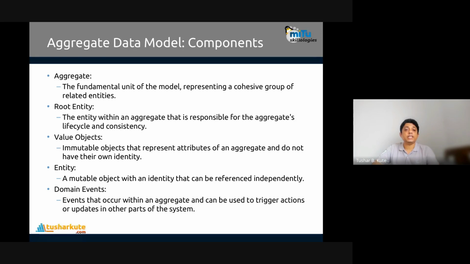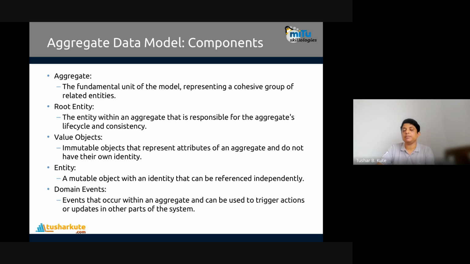The entity within an aggregate that is responsible for the aggregate's life cycle and consistency, where the data model actually started, is the root. Third, value objects. Now under this root, multiple objects are present. They are immutable objects. Immutable means they are not changeable; you cannot change their content. They represent attributes of the aggregate and do not have their own entities present in them.